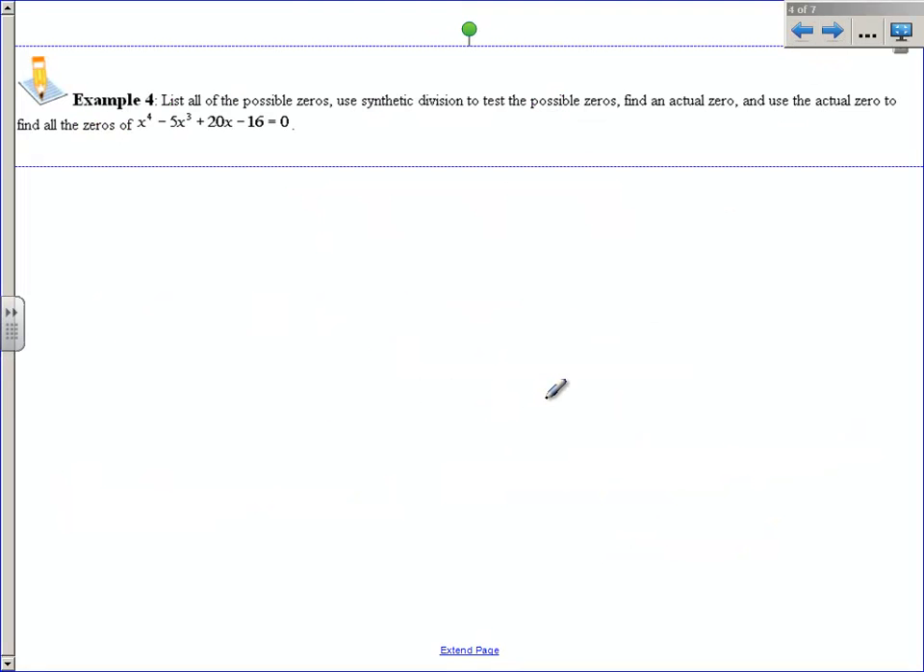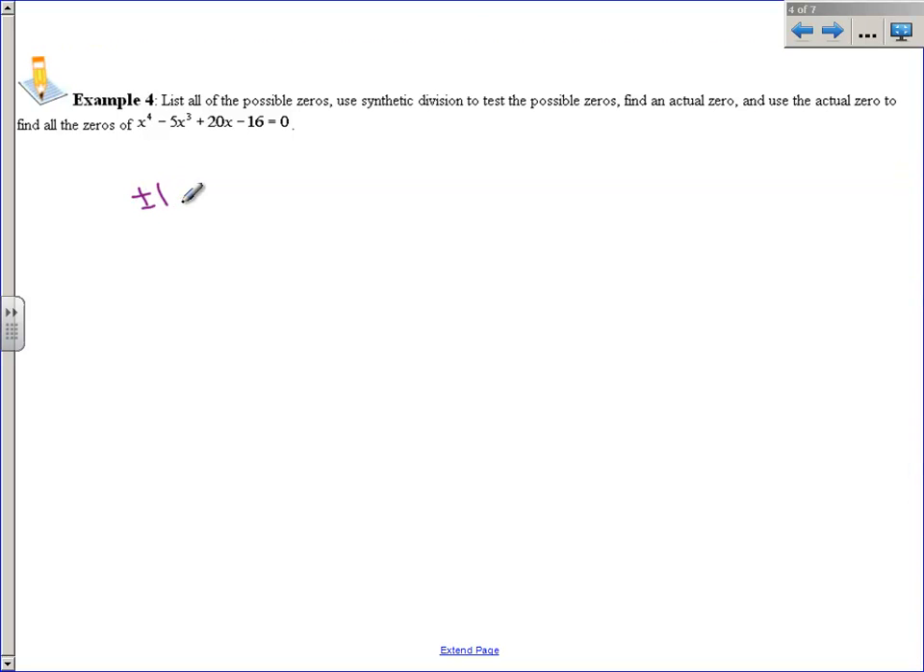Alright, so let's do that again. This time with an x to the fourth. List all the possible zeros. So we're going to have plus or minus 1, plus or minus 2, plus or minus 4, plus or minus 16, all divided by plus or minus 1. These are the possible rational roots.